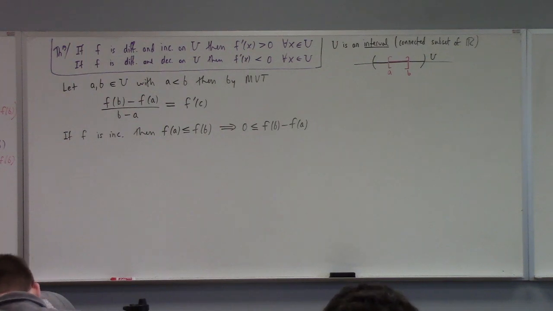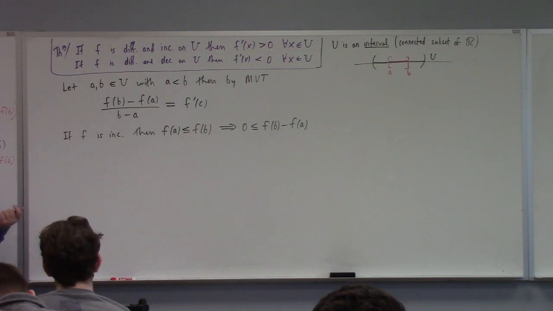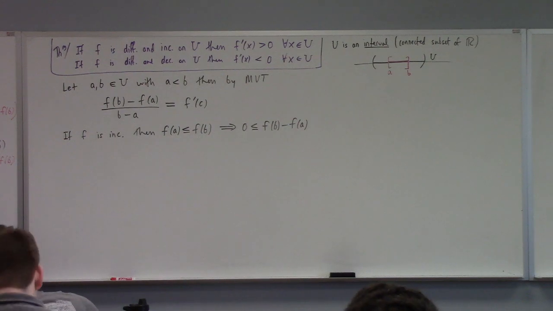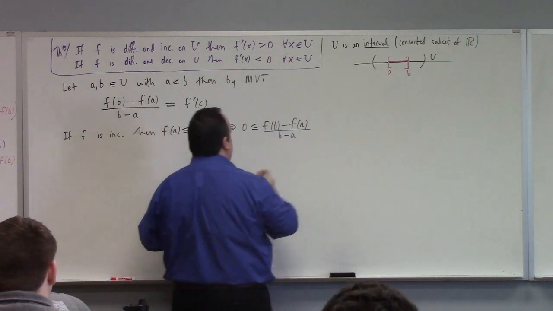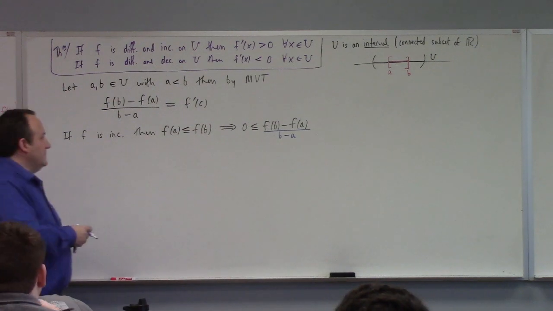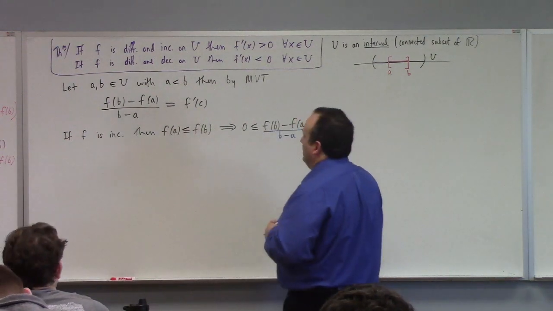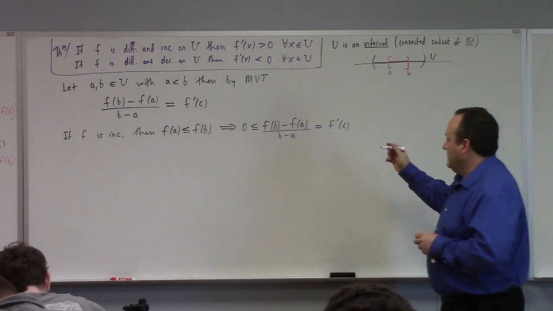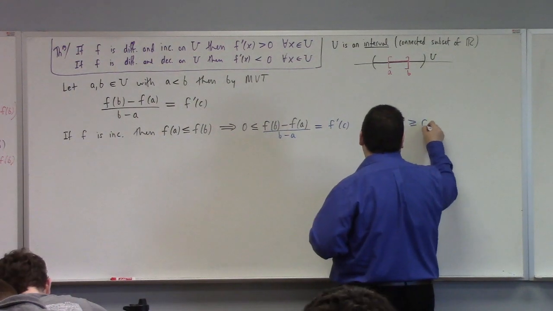And if you'll allow me to save myself some writing, what can we do if 0 is less than or equal to something? Can I divide that inequality by a positive constant? Surely I can, right? So b minus a is constant, so I can divide this by b minus a. But that's equal to what? f prime of c by construction. And what do we know about f prime of c? Apparently now we know f prime of c is greater than or equal to 0.